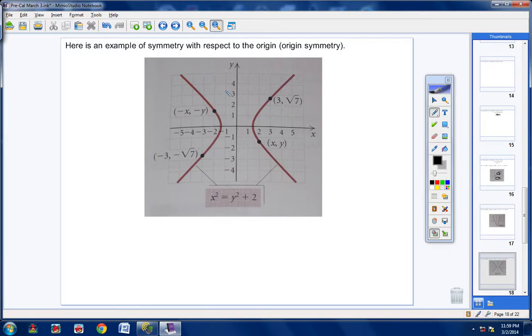Now, let's take a look at origin symmetry. The best way to describe origin symmetry is, well, first of all, let's look at the ordered pairs. If you know that an ordered pair exists on a graph and you have origin symmetry, or symmetry with respect to the origin, notice the x and the y values both change. So if the ordered pair 3 comma square root of 7 exists, then the ordered pair negative 3 comma negative square root of 7 also exists. Both signs of that ordered pair would change, okay? And it's very important that you understand that.